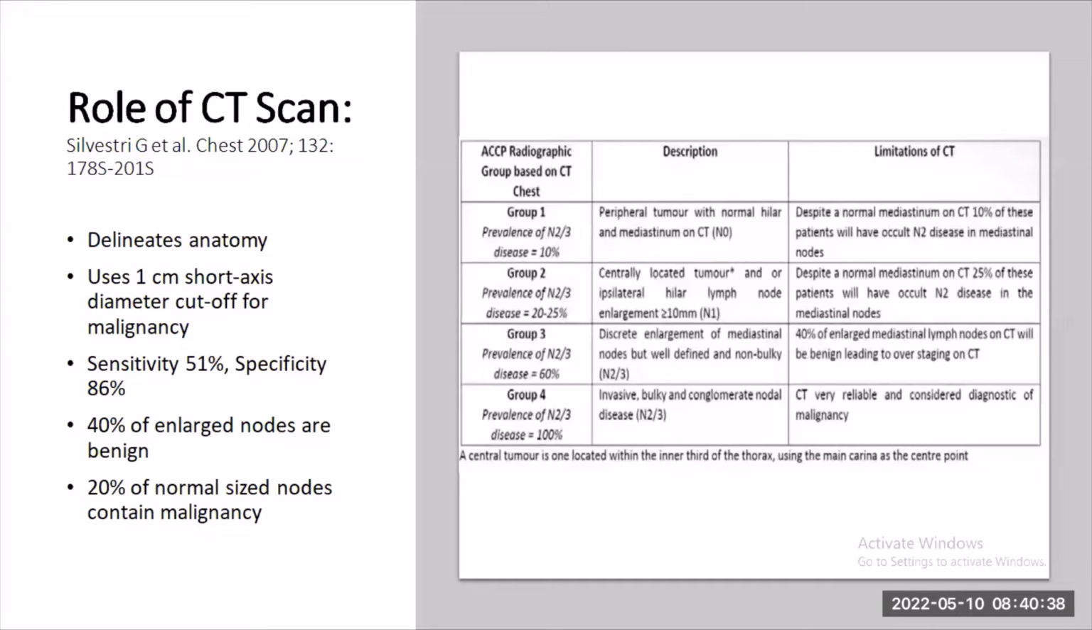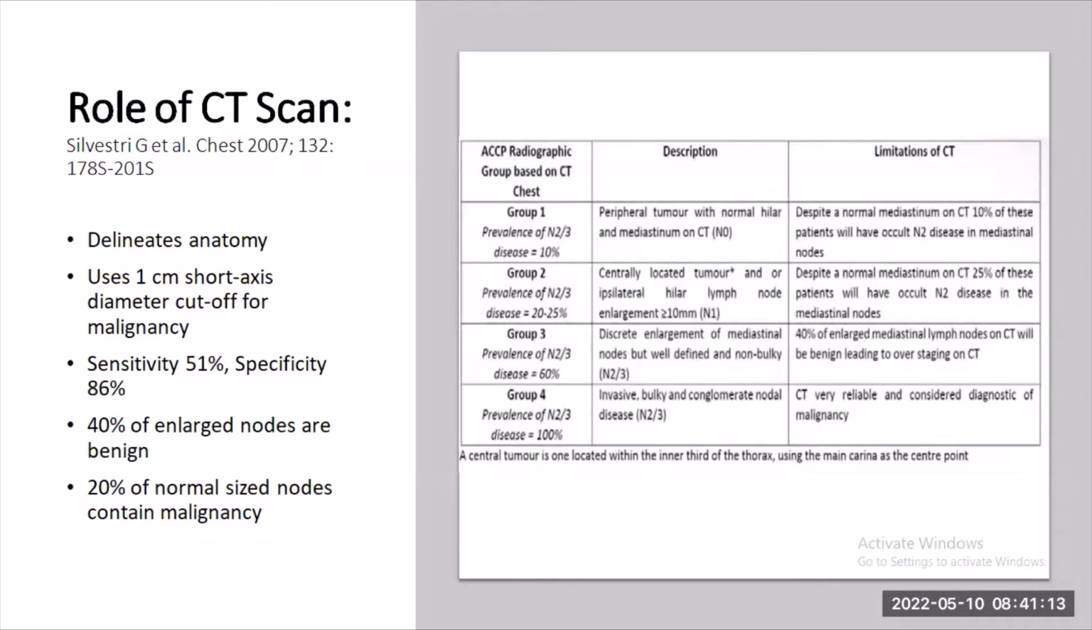So what is the role of CT scan? It delineates the anatomy of the lung. It uses a 1 centimeter short axis diameter cutoff for malignancy. The sensitivity of CT scan is 51%, specificity 86%. But the important thing is that around 40% of enlarged nodes seen on CT scan are benign, while 20% of normal size nodes contain malignancy, because the only cutoff for nodal metastasis is size, 1 centimeter or more, or less than 1 centimeter.